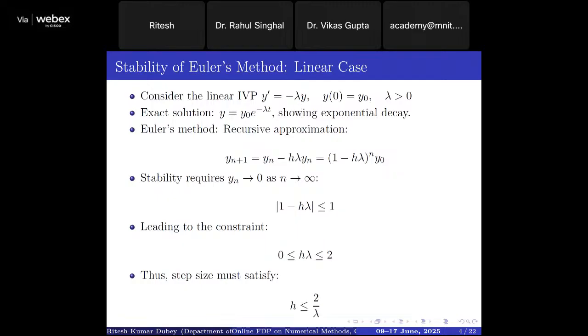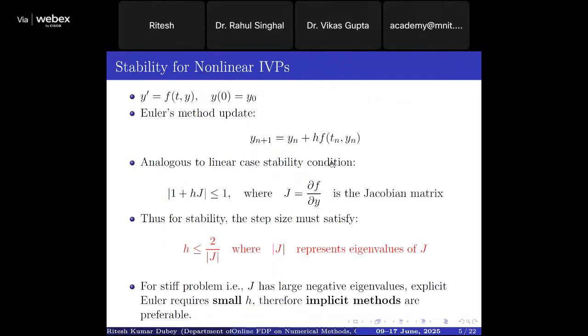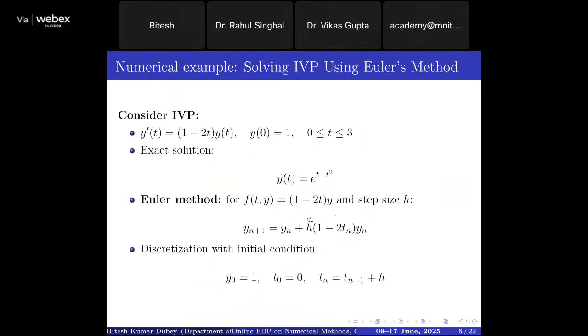And if you extend this to the non-linear case, then it comes in terms of the eigenvalue of the Jacobian matrix J, where J is the Jacobian matrix of the right side function f with respect to y. So again, h should be small, and I am taking this example to show the numerical implementation.